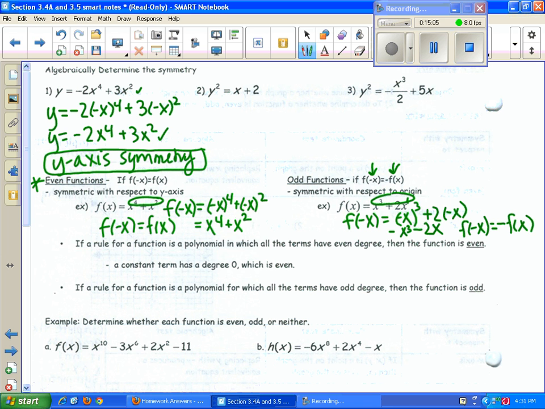If I look at number 2, notice that I have an even power for my y and x is an odd power. That means that for this equation, if I try to do y-axis symmetry and replace x with negative x, it would not give me an equivalent equation back. So therefore, I know it's not going to be y-axis symmetry. That means that I'm probably going to try to do x-axis symmetry next. So to do x-axis symmetry, remember you replace y with negative y. And when I do this, I get y squared equals x plus 2, which is the same thing we started with. Because of that, I know that this is x-axis symmetry.